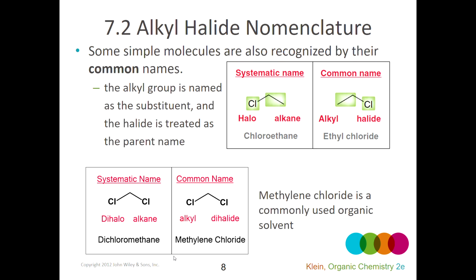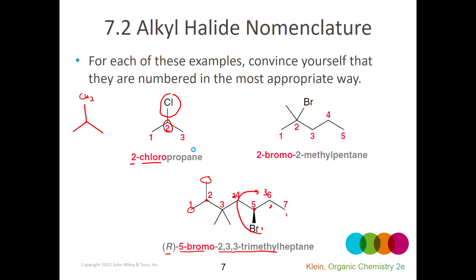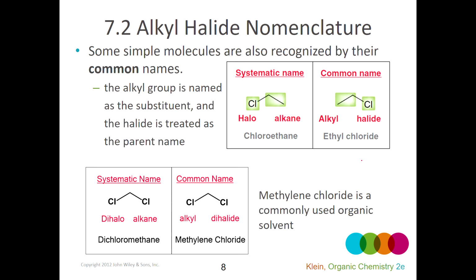So let's look at a couple more examples, but before we do, actually, I'm going to mention, sometimes when a halogen's attached, instead of treating the halogen as a substituent, sometimes it's thought of as the parent name, and the carbon group is thought of as a substituent. That's more of a common system. It's not part of the IUPAC system, but this type of naming is something that's still frequently used, so you want to at least be familiar with it.